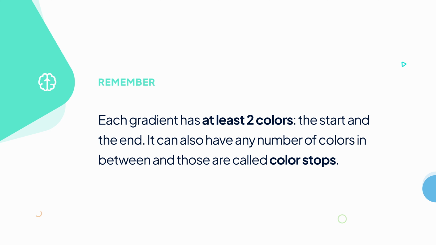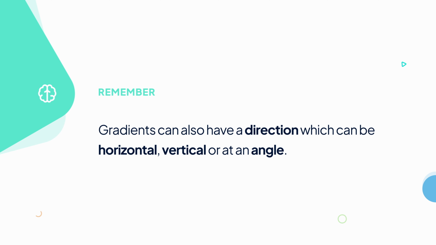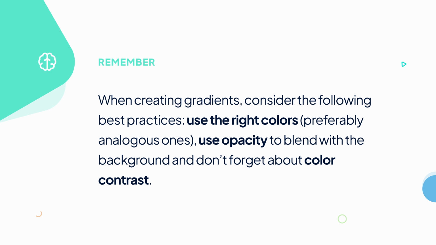Each gradient has at least two colors, the start and the end. It can also have any number of colors in between, and those are called color stops. Gradients can also have a direction, which can be horizontal, vertical, or at an angle. When creating gradients, consider the following best practices. Use the right colors, preferably analogous ones. Use opacity to blend with the background. And don't forget about color contrast.